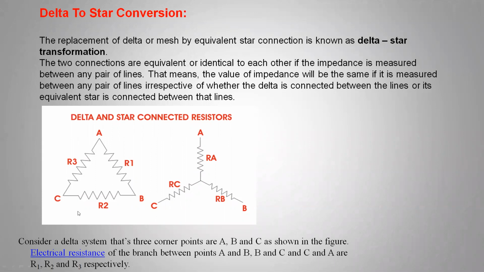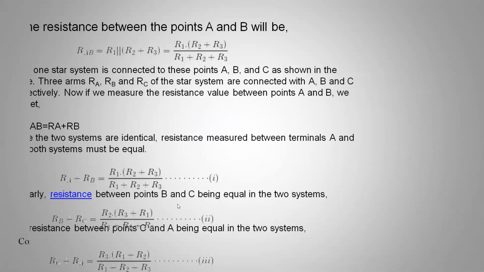So R2 is parallel to the series connection. What is the series connection here? R1 and R3. Simple. R2 is parallel to R1 plus R3. Clear? In B and C, what is the B resistor? RB. What is the C resistor? RC. So B and C, RB plus RC is equal to R2 into R3 plus R1 by R1 plus R2 plus R3. That's enough. Clear all of you?